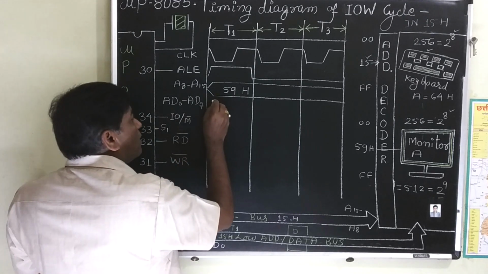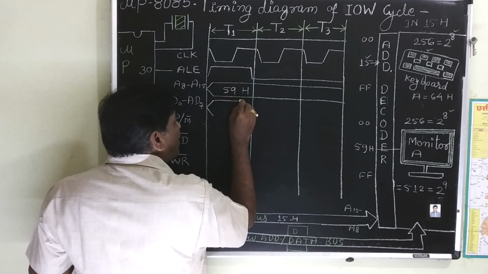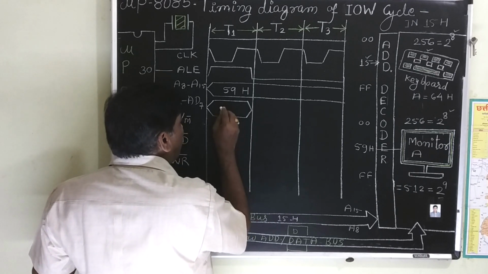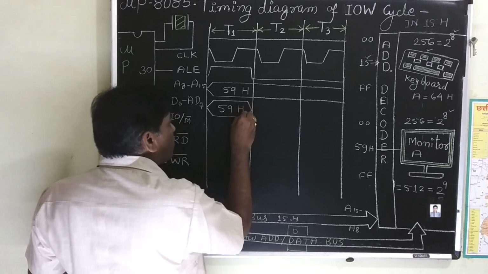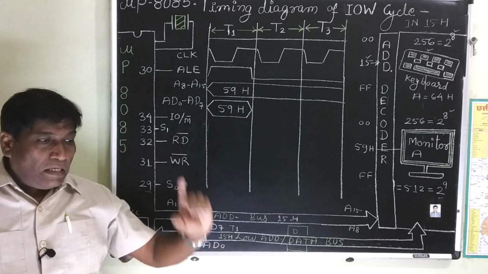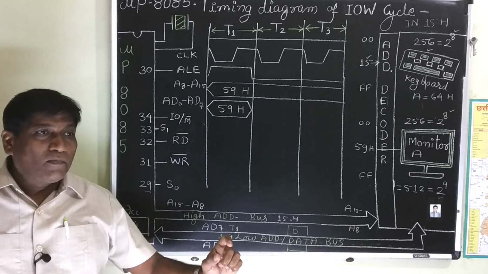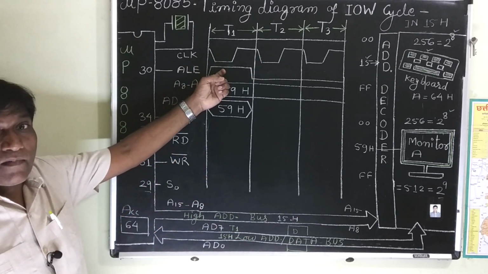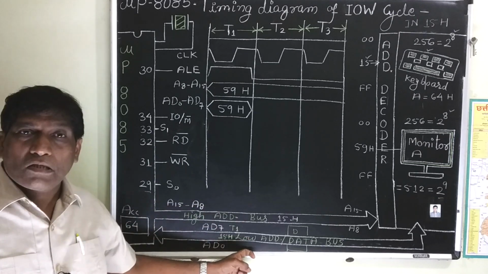And what about the lower order? In the lower order address bus also, the same address 59H will be loaded. Same address on the higher, same address on the lower address buses. Lower address buses are controlled by the ALE signal. So we may use this or this for decoding.